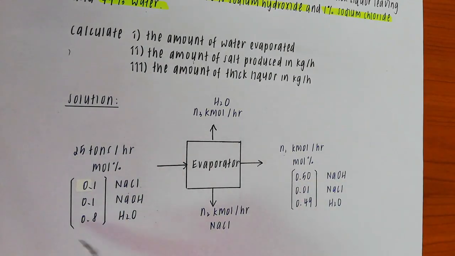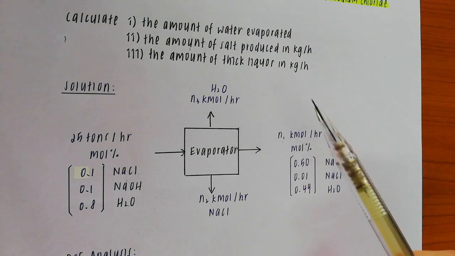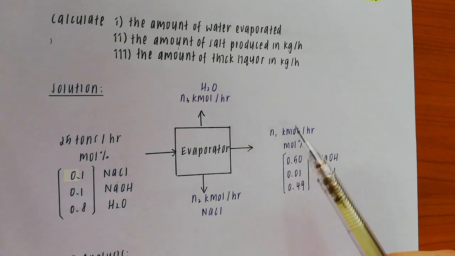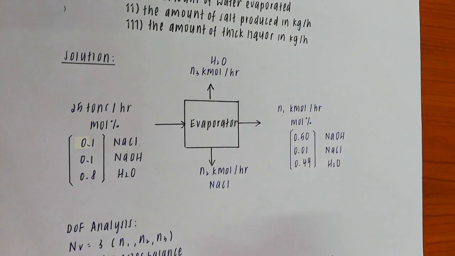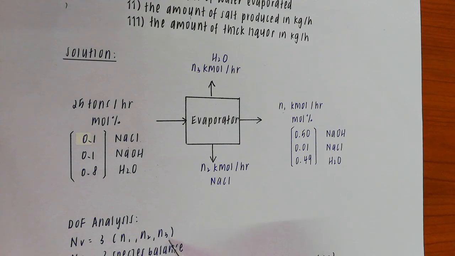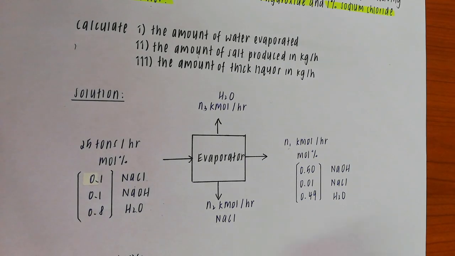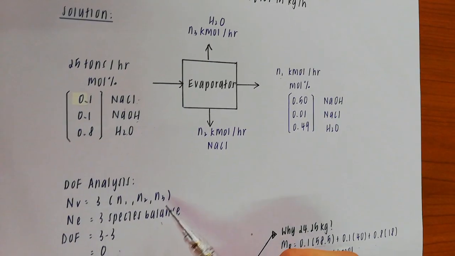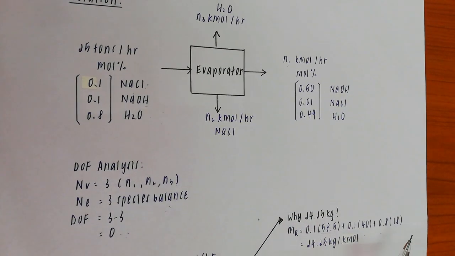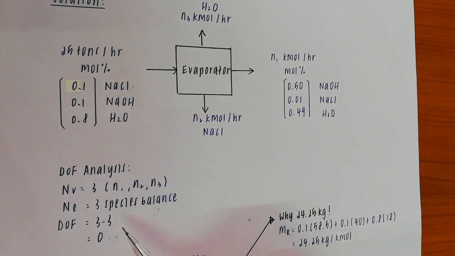After we have drawn out the block diagram, we have to do the DOF analysis. From the block diagram we drew, we can know that there are three variables here, N1, N2, and N3. So NV equals 3. Now, we have three species balances here: NaCl balance, NaOH balance, and H2O balance. So our DOF equals 0, which means the question can be solved.